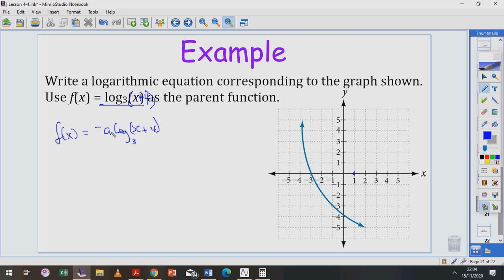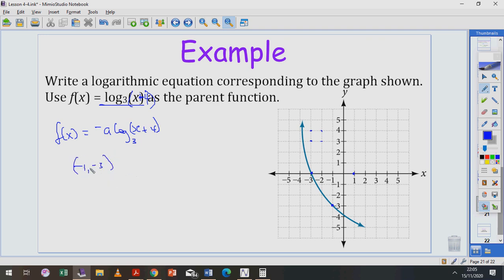Now I need to figure out what this a value is. In order to figure it out, I'm going to find one of the points on the graph and then substitute for the x and y values of that point. So I need to look for a distinct point, like a point that passes through an intersection of a square, like at that point. So this is one of them, alright, but there's another one here. This one has x as negative 1 and y as negative 3.